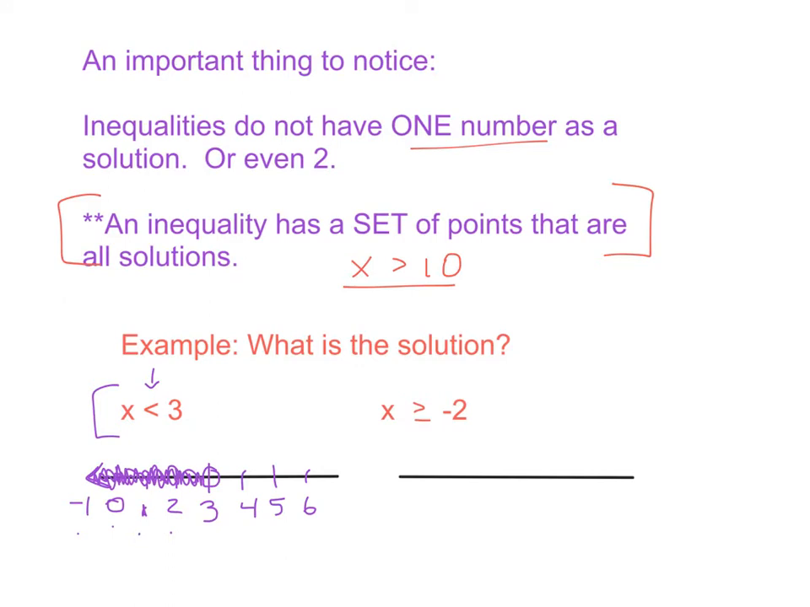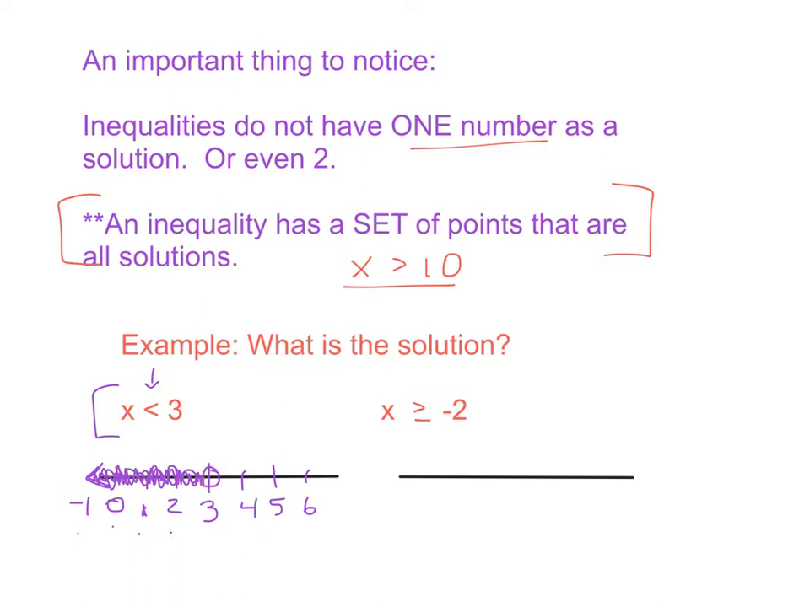Again, I'll explain a little bit more about this open circle on the next slide. But what an open circle tells you is that 3 is not a solution. That's why it's an open circle. So would it be true if I put a 3 right here for x? Is 3 less than 3? Nope, it's not. 3 is not less than itself. So that's why right here is an open circle.